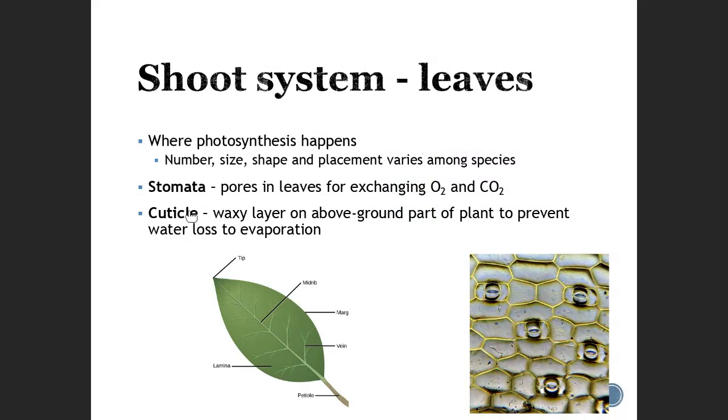Now if you look on the leaves, we see stomata. These are the little pores, this is an example right there, and this is where we have gas exchange, where the oxygen leaves and the CO2 goes in. These are little holes, and they open and close, so we don't lose a lot of water through the plant, through the stomata. Now on the leaves, you'll normally see the cuticle, which is a waxy layer above ground, mostly part of the plant, and that's going to help prevent water loss due to evaporation.